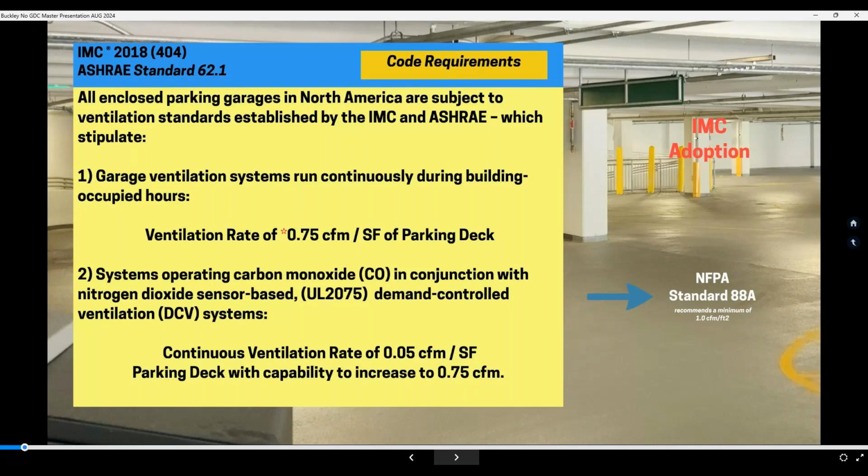In 2015, IMC was revised to state that if you tie the ventilation system to a gas controlled, in other words, a demand controlled ventilation system, then you can reduce that continuous ventilation rate from 0.75 down to 0.05, provided you maintain the ability to ramp back up to 0.75. Again, the intention here is to create a demand controlled ventilation system.